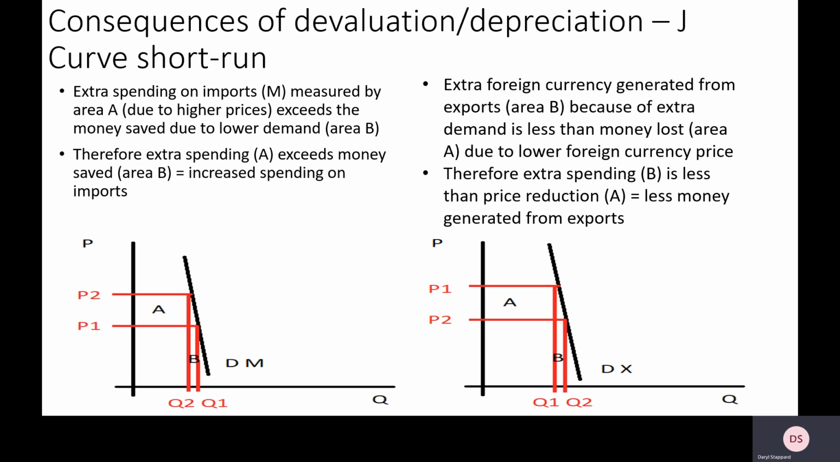Now look at the export one, the second diagram. As exports fall in price from P1 to P2, there will not be a significant increase in demand.